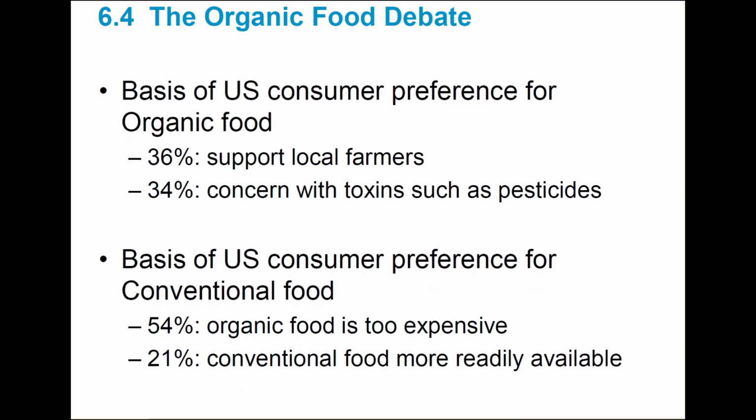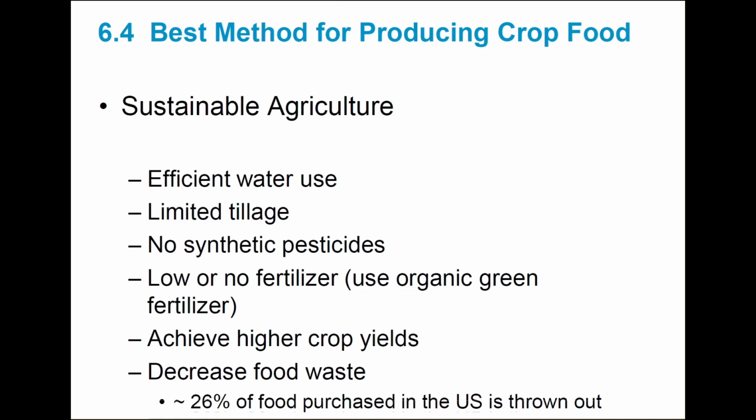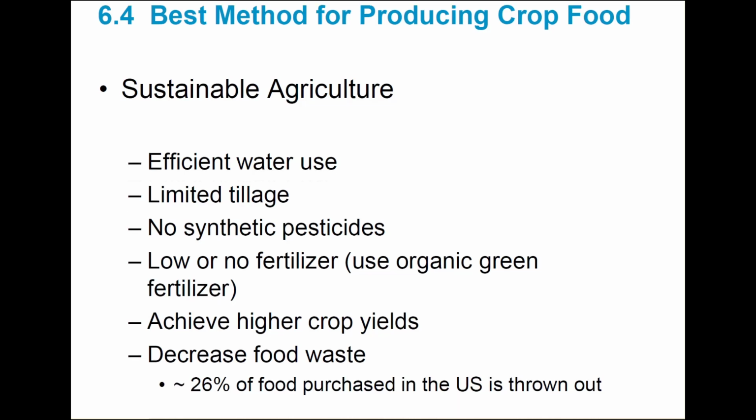Basis of U.S. consumer preference for organic food: many of us support local farmers and are concerned about toxins such as pesticides. U.S. consumer preference for conventional food: most people say organic is too expensive, and there's more conventional food available. Sustainable agriculture: water use, tillage, synthetic pesticides, little or low or no fertilizer, achieve higher crop yields, decrease food waste. 26% of food purchased in this nation is thrown out.